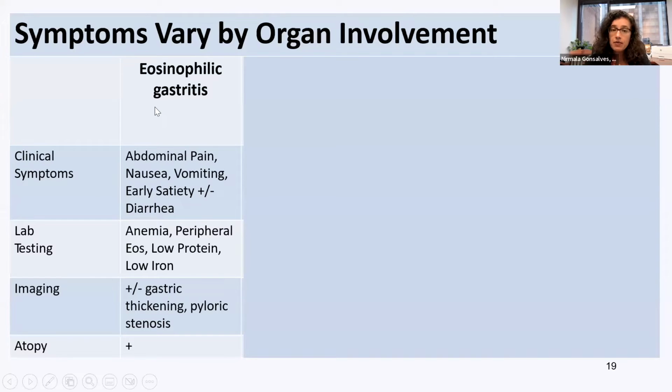We know that symptoms can vary by organ involvement. So if we have eosinophilic gastritis involving just the stomach, the clinical symptoms that patients often have include abdominal pain, nausea, vomiting, early satiety, which means you feel full more quickly when you're eating, and diarrhea may be present. When lab work is tested, you can see a low blood count. Oftentimes there's high eosinophils in the blood. There can be low protein and low iron. If imaging studies like CAT scans or barium studies are done, you can see gastric thickening and narrowing of that pylorus called pyloric stenosis. And atopy or other allergic conditions are typically present.